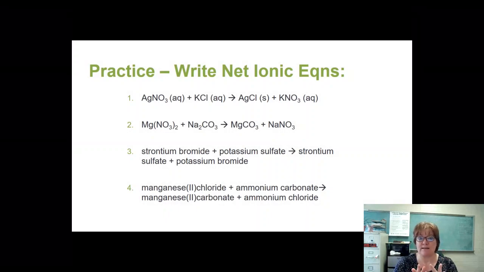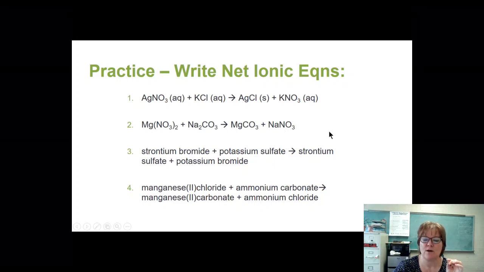So I want you to practice writing some net ionic equations. I have 4 for you here. Silver nitrate, and we already did silver nitrate, but this is a different one. This is potassium chloride making silver chloride and potassium nitrate. Magnesium nitrate and sodium carbonate making magnesium carbonate and sodium nitrate.